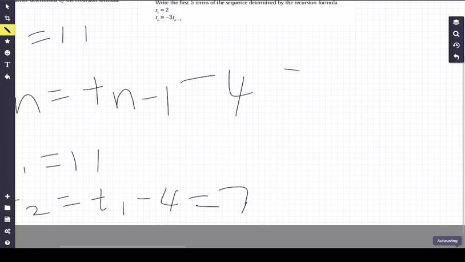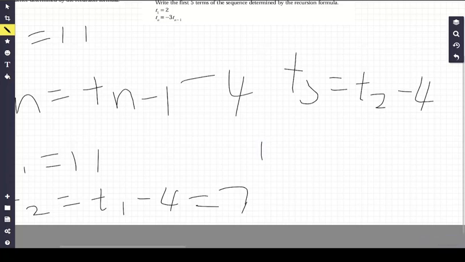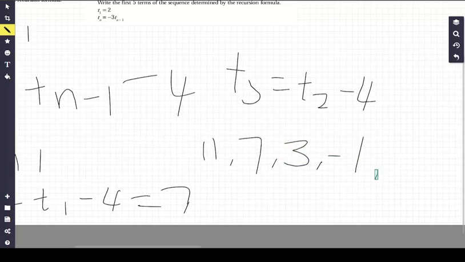So t3 is going to be t2 minus 4. If you can't do simple math, this is pretty much simple math. So the first 5 terms are going to be 11, 7, 4. Sorry, not 4, what am I doing? 3, minus 4, negative 1, and minus another 4, negative 5. Alright, as simple as it is, these are your first 5 terms.